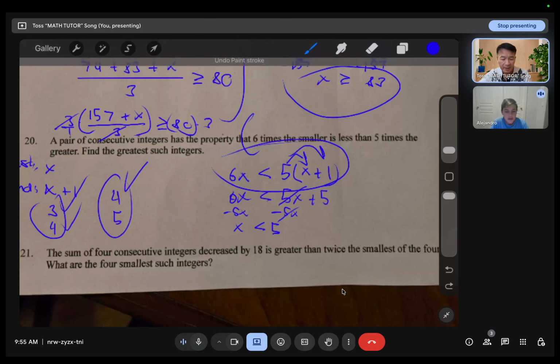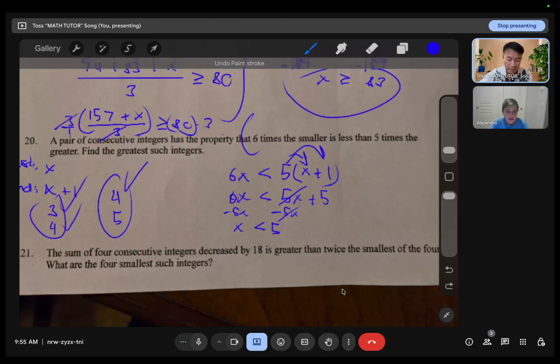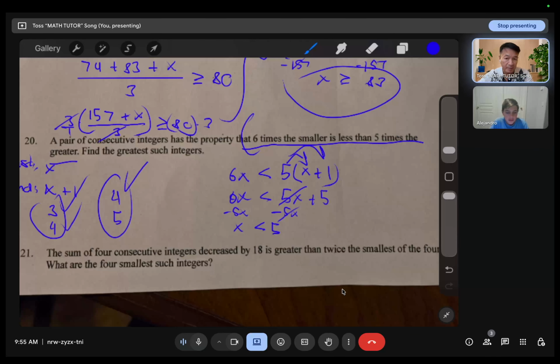Now, why am I plugging back in there? It's because of the condition they gave you right here. The condition says 6 times the smaller, blah, blah, blah, which is this inequality right here. Let me read it: 6 times the smaller less than 5 times the greater. So if you ever check the answer, it better be true. What do you mean by true? This side better be less than that side.